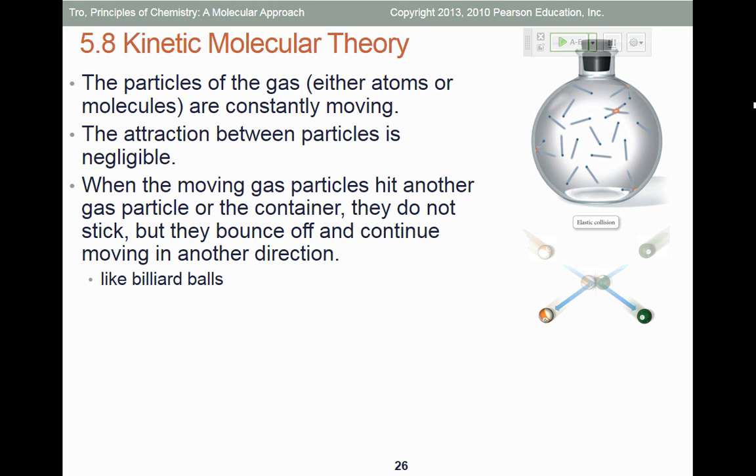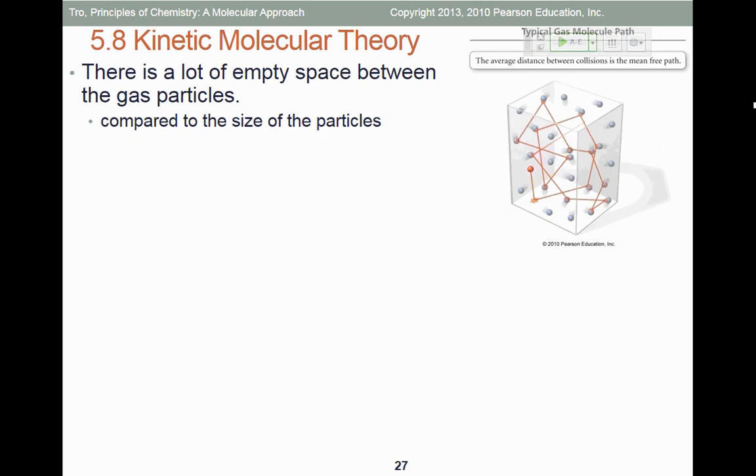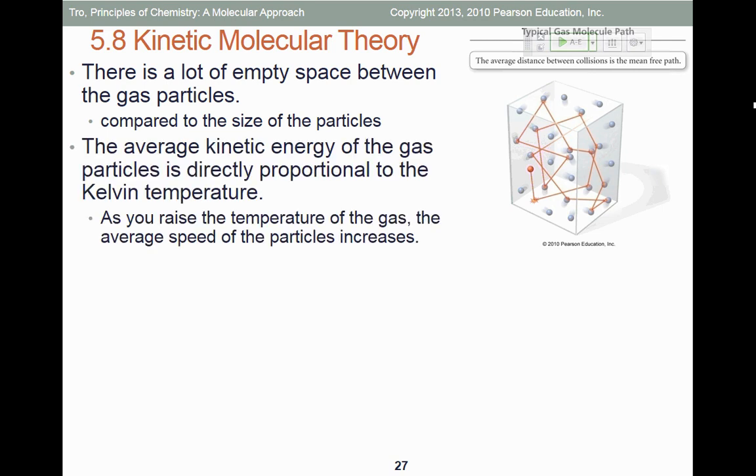You can kind of think a little bit about playing pool and hitting a pool ball with another pool ball. That'll cause the trajectory of one of the molecules to change, or it could, depending on if it hits another molecule. So there's a lot of empty space between gas particles. One of the reasons why the pressure becomes higher as we close the volume up is because we are forcing the gas molecules to get closer to each other, increasing the probability of them hitting each other, making that space between molecules smaller. So that's what we're really doing because they're not interacting with each other. So compared to the size of the particles, we have a lot of empty space.